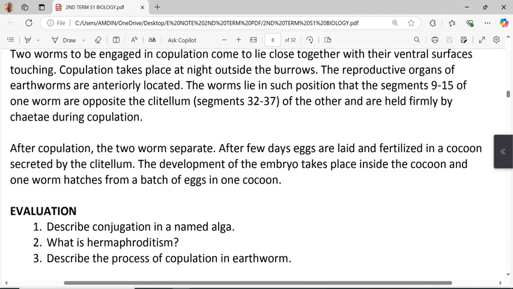After copulation, the two worms separate. After 2 days, eggs are laid and fertilized in a cocoon secreted by the clitellum. The development of the embryo takes place inside the cocoon, and one worm hatches from a batch of eggs in one cocoon.